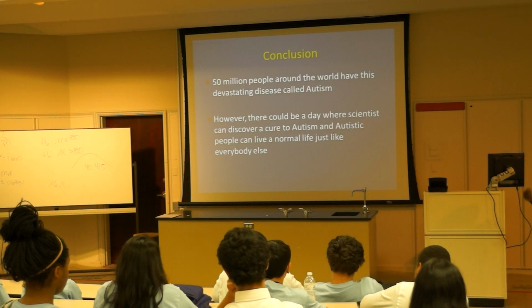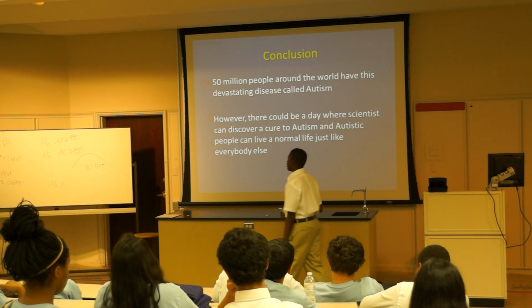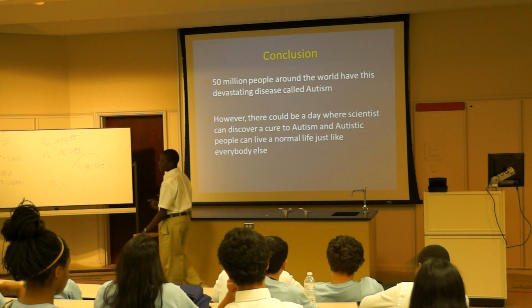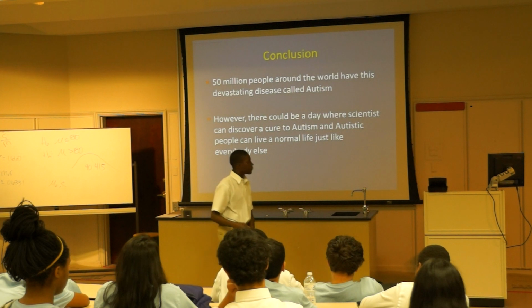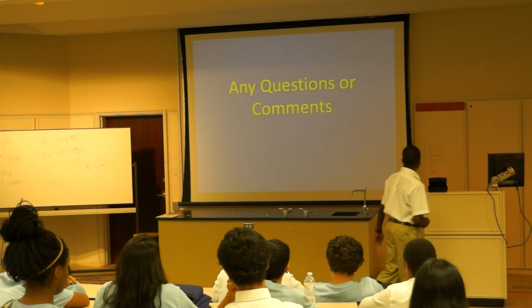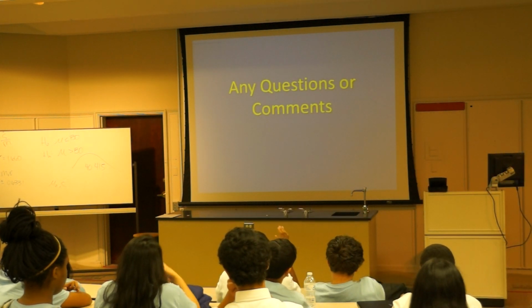Next slide. Conclusion. 50 million people around the world have autism. However, there could be one day when scientists discover a cure for autism and they live normal lives like me and you. I now open the floor to any questions, comments, or concerns you may have.